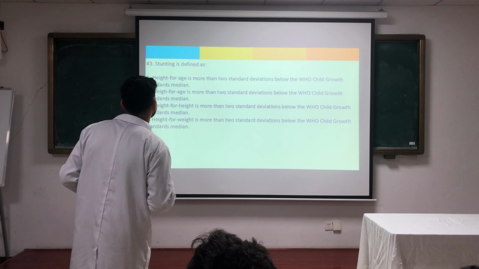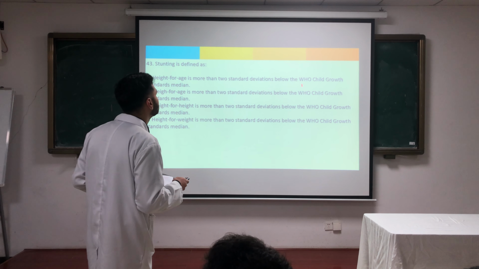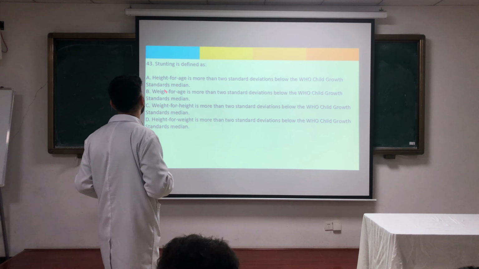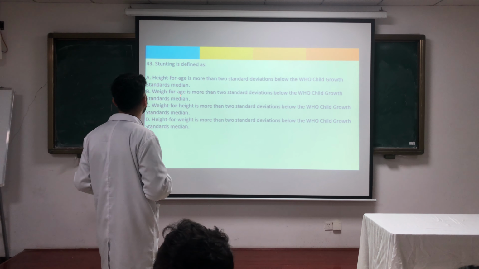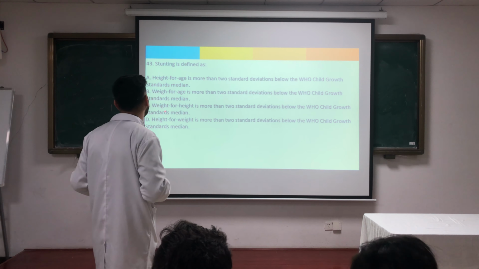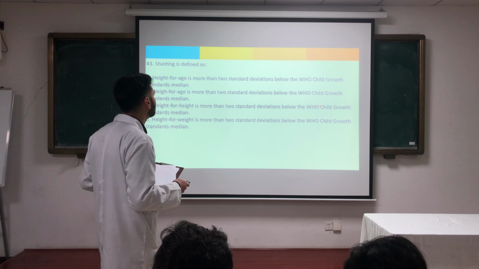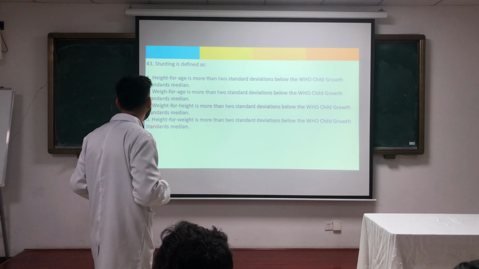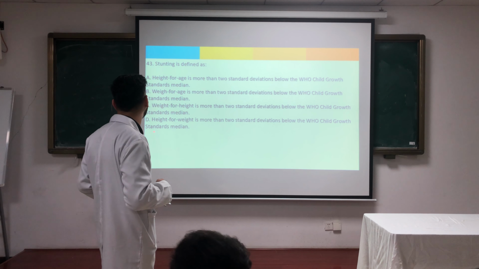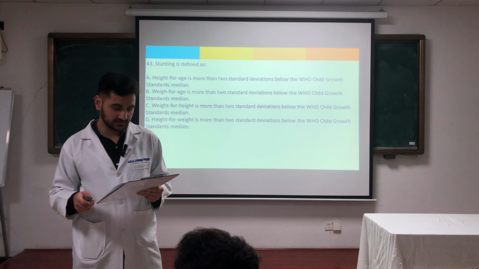Stunting is defined as height for age more than 2 standard deviations below the WHO, World Health Organization, child growth standard median. Weight for age is more than 2 standard deviations below the WHO child growth standard median. Weight for height is more than 2 standard deviations below the median. Height for weight is more than 2 standard deviations below the median. So anyone wants to give the answer of this?